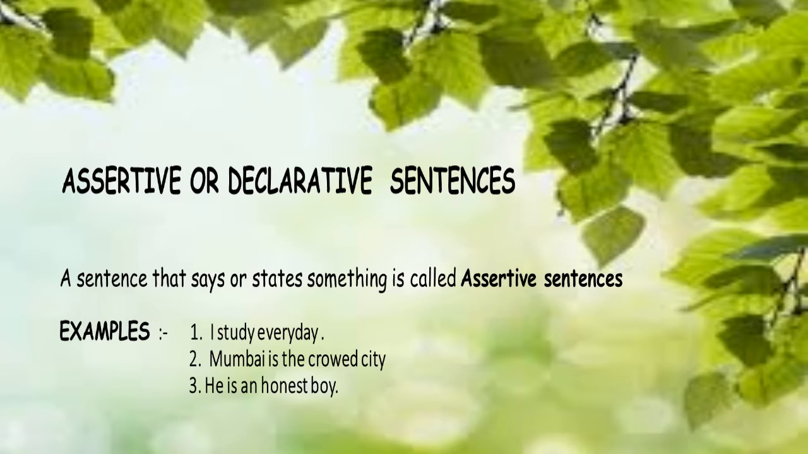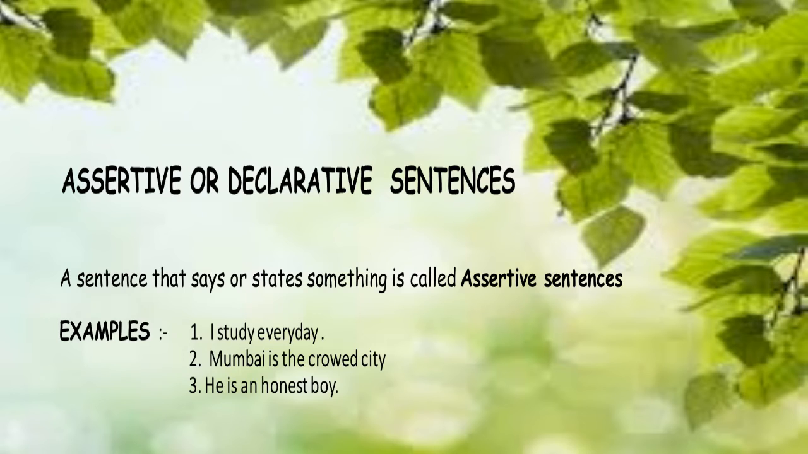The examples are given below. I study every day. In this sentence, it is explained that I study every day. I do the study every day. So this statement is stated, and it comes under assertive sentences. We'll go to the second one. Mumbai is a crowded city. A fact is given in this sentence. It is a simple sentence, so it also comes under the assertive or declarative sentences.